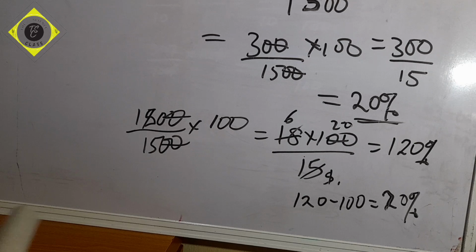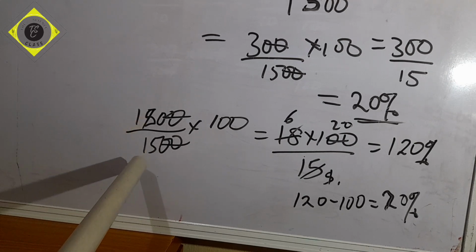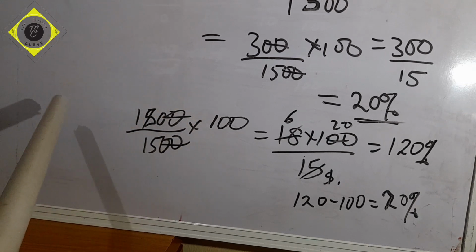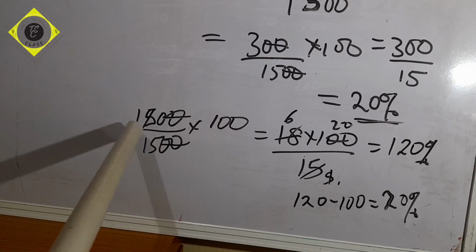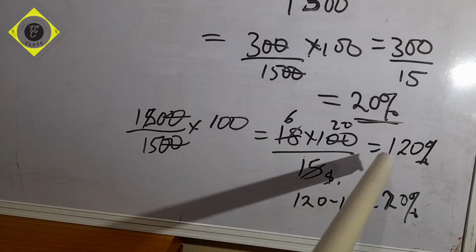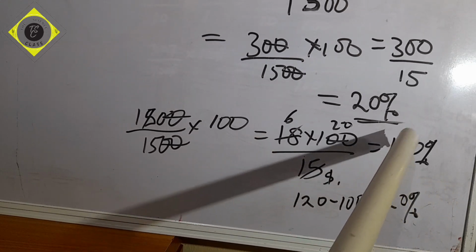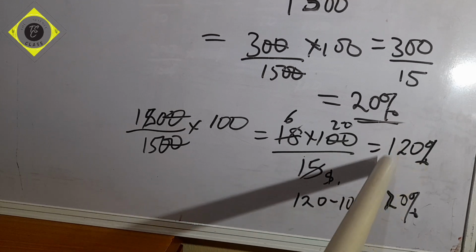So let me just show you quickly. In this shortcut method, you are just going to say the selling price, which is 1,800, over 1,500, which is the cost price, times 100. It's a very simple and fast method. By the time you do all your division, that is going to give you 120. And 120 means 20 plus the initial amount.